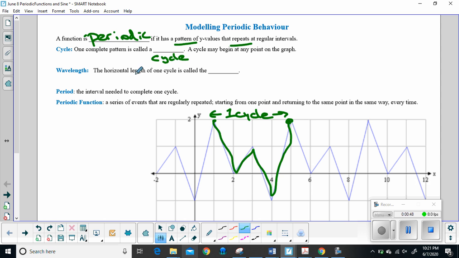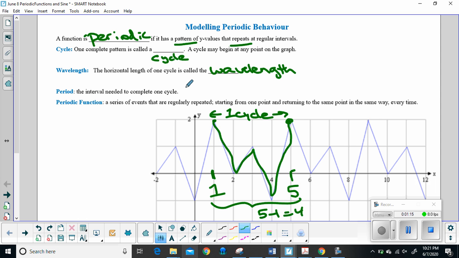The wavelength is the horizontal length of one cycle, so that's called the wavelength. We're not going to use that a whole lot today and tomorrow, but you will hear that quite frequently in future courses. The period is the interval needed to complete one cycle. So on here, I drew the cycle starting at one and it went up to five. Well, what's the length of that? What's five minus one? Well, that's just four. So this one had a period of four.